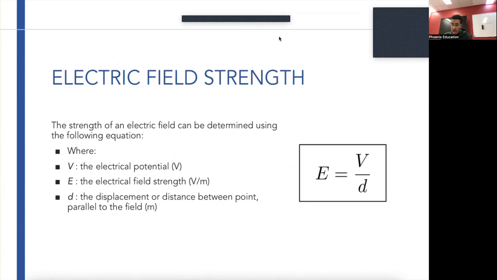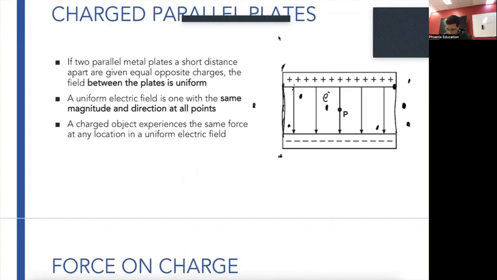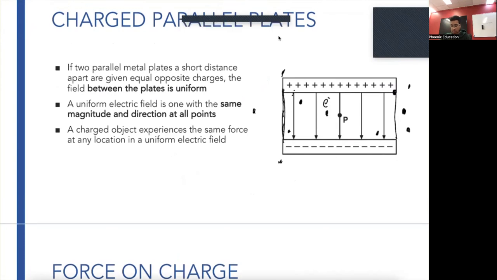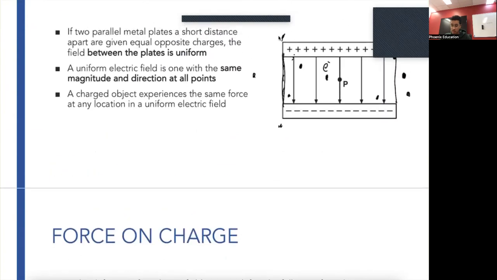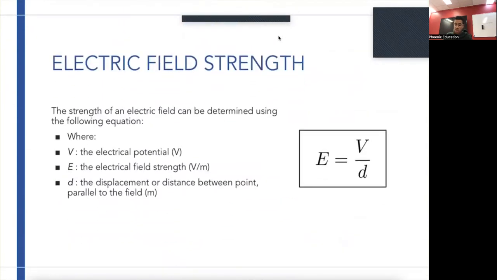Okay? And the actual electric field strength, the strength that these two plates provide, is given by this formula: E equals V over D. V is the voltage, how much energy is being supplied to those plates, and D is the distance between those plates. Knowing those two quantities, you can find the electric field strength.